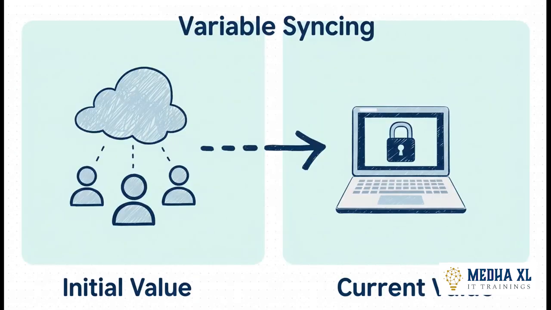Okay, this next part is super important for security, so listen up. When you create a variable, you see 2 fields, initial and current. The initial value gets synced to the cloud and shared with your team. The current value never leaves your machine. So, for anything sensitive, API keys, passwords, tokens, you always put them in the current value field. That keeps them safe and secure.